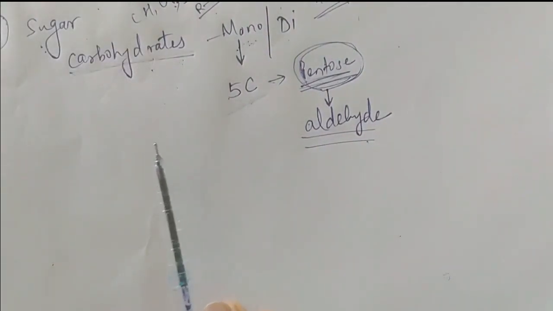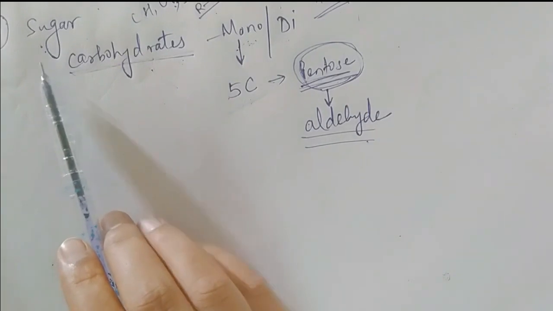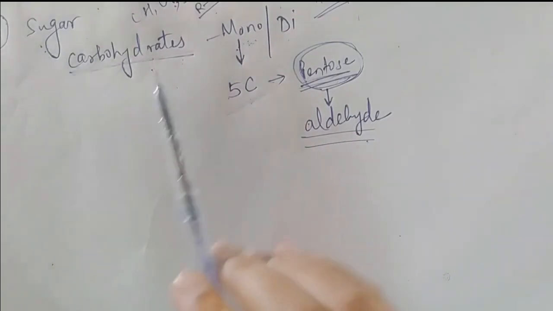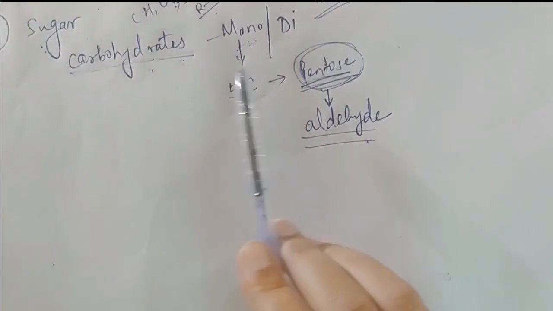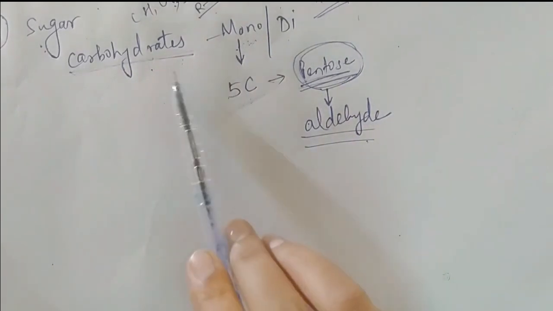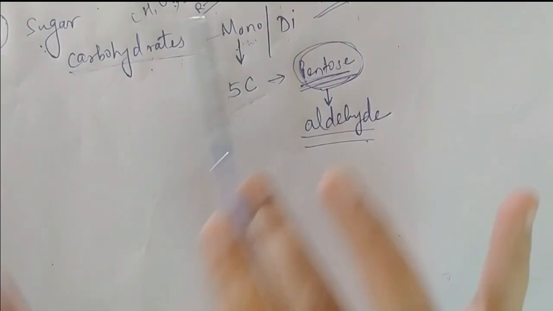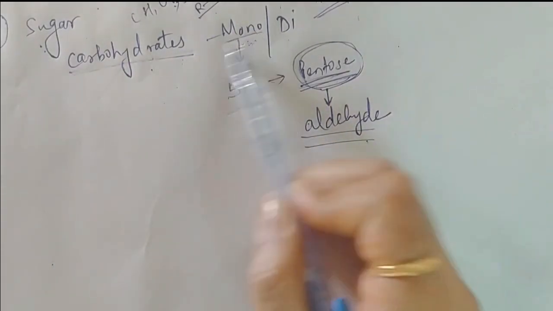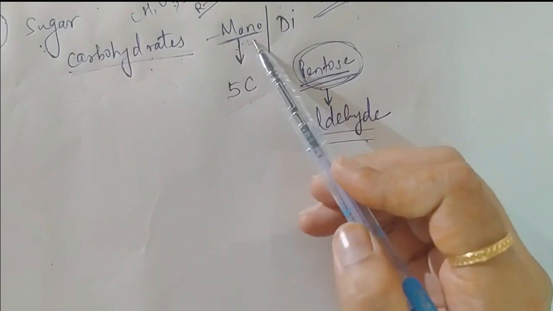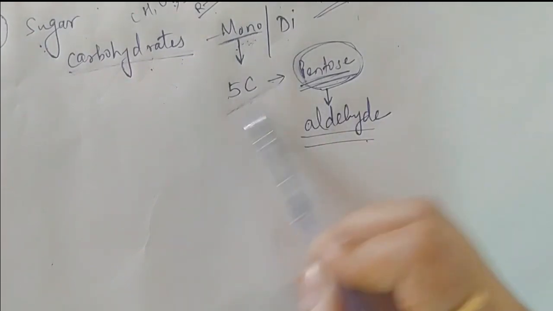Now, let's talk about the first component of the backbone of DNA, that is sugar. As you all know, the simple carbohydrates, that is monosaccharides and disaccharides, are called sugars. So the backbone of DNA is made up of a type of monosaccharide and that monosaccharide has 5 carbon atoms.